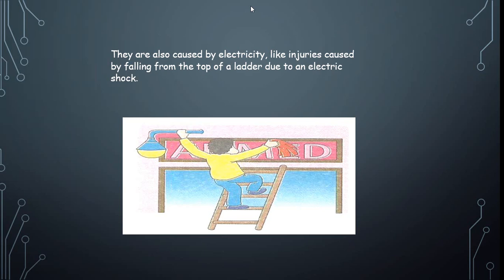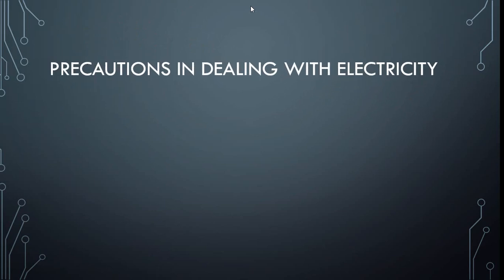So we must be very careful when we are handling electricity. Because in the first part, we talked about how electricity causes a lot of dangers if it was handled in an improper way. So how can we deal with electricity in a proper way? So we have here precautions in dealing with electricity.